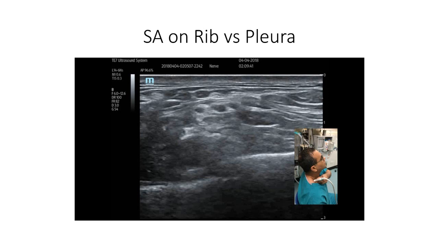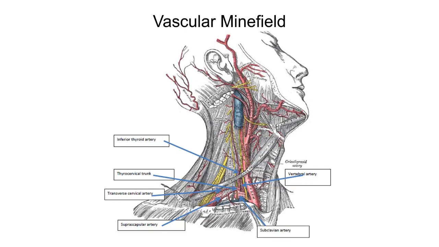Not only do we have the subclavian artery in this area, but also branches of the subclavian artery. The transverse cervical artery and the dorsal scapular artery are found lying amongst the trunks of the brachial plexus in the supraclavicular area. These branches have to be identified and avoided when doing a supraclavicular block.